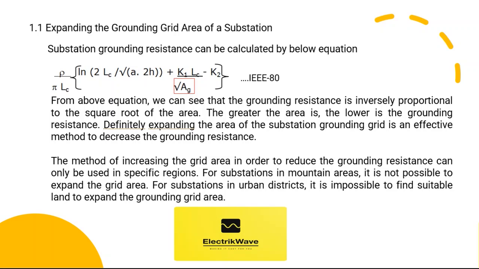The method of increasing the grid area, in order to reduce the grounding resistance, can only be used in specific regions. For substations in mountain areas, it is not possible to expand the grid area. For substations in urban districts, it is impossible to find suitable land to expand the grounding grid area.